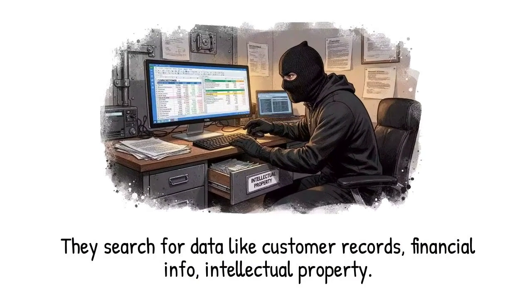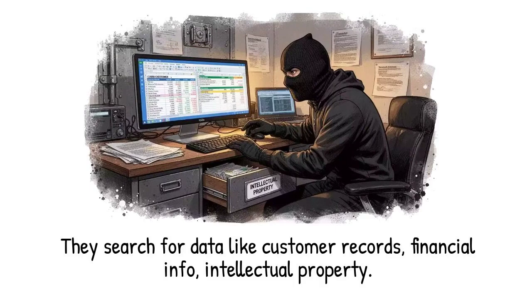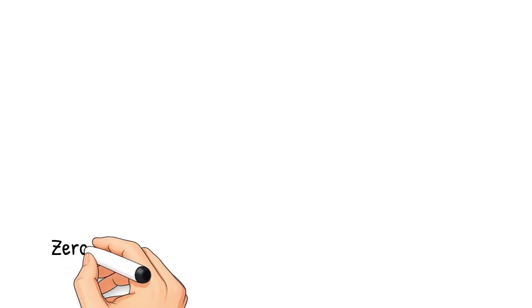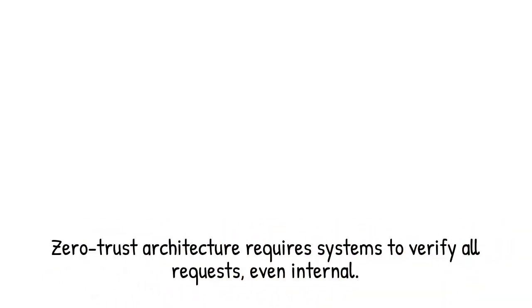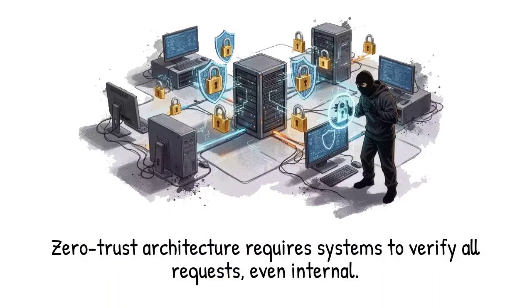Lateral movement is possible because many networks are poorly segmented. Once attackers enter one system, they can access others easily. This is why modern cybersecurity emphasizes zero-trust architecture, where every system must verify every request, even from internal devices.